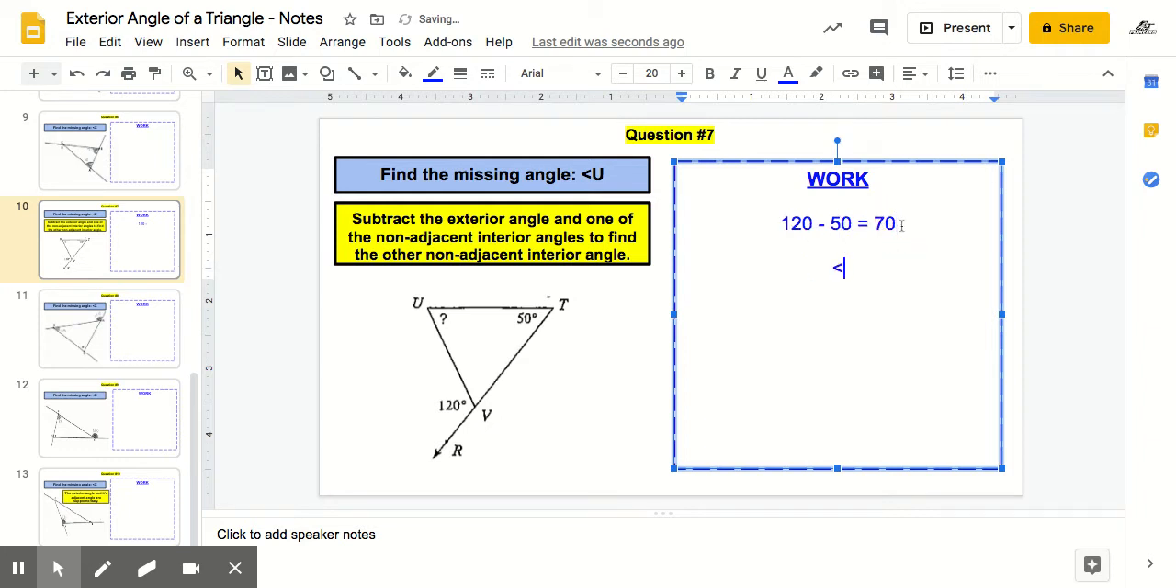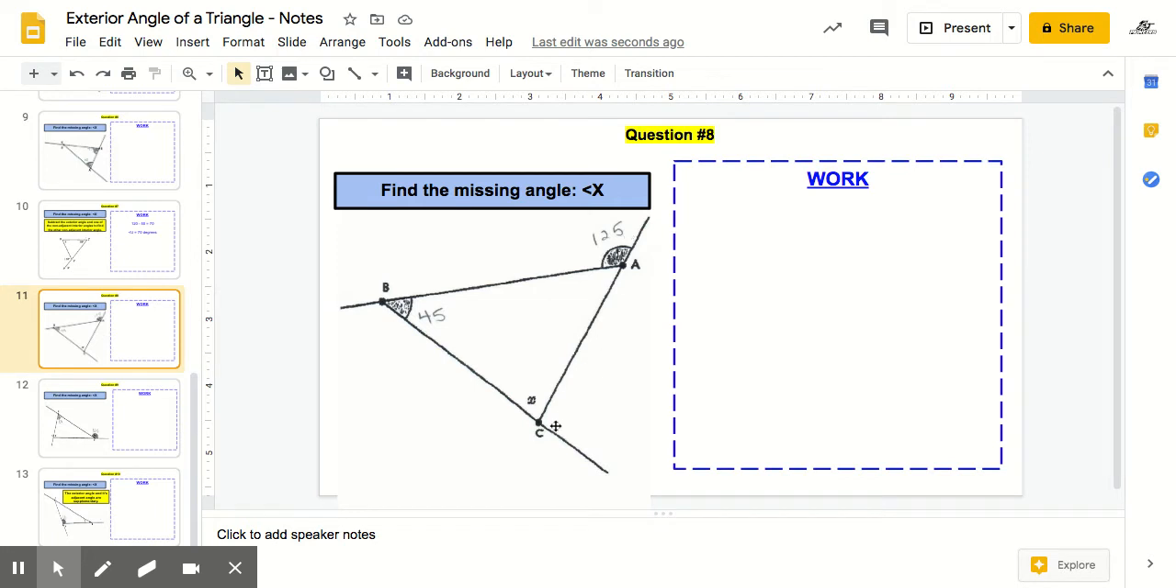So that tells me that the measure of angle U has to be equal to 70 degrees. And we can check ourselves because we know the exterior angle theorem states that this exterior angle has to add up to these two interior angles, and 70 plus 50 equals 120, so we know we are correct.